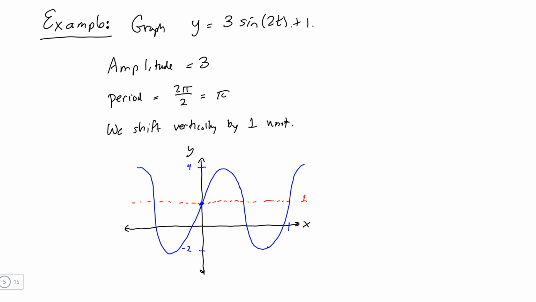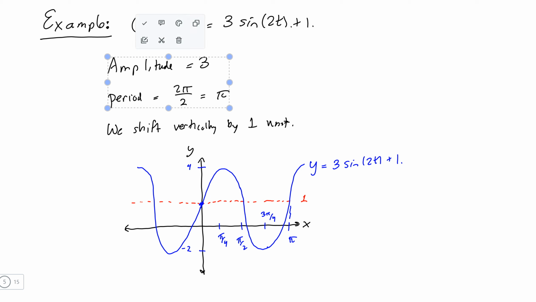And then we just want to label our axes. So we know the period is pi. That means to complete a full period, we have to go to here. So this value here will be pi over 2. Pi over 4, 3 pi over 4. So this is our function, 3 sine of 2t plus 1. So the main thing here, if you're given a function like this, is to identify what the shift is to get your center line, because that's going to be the center of your graph. Then you figure out what the amplitude and the period are, and you can go from there.